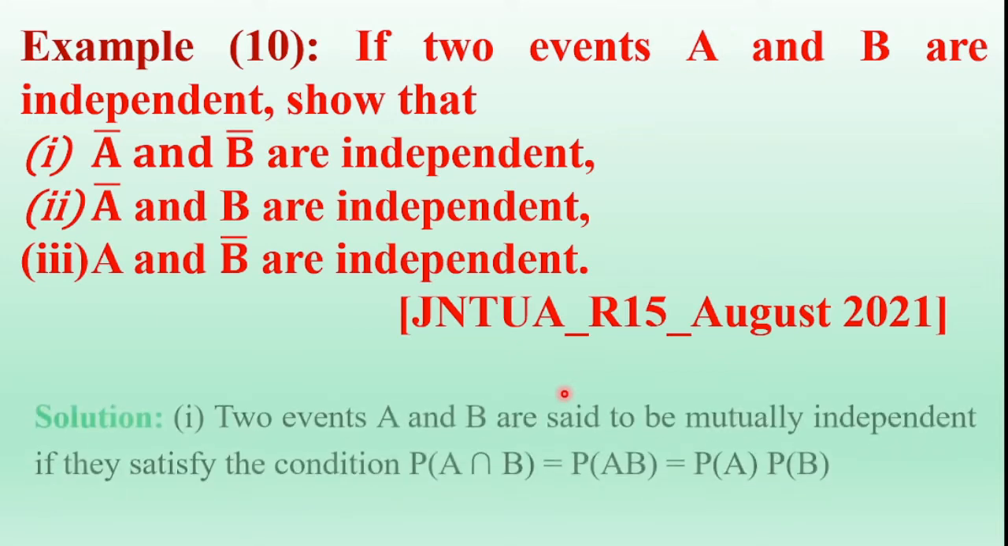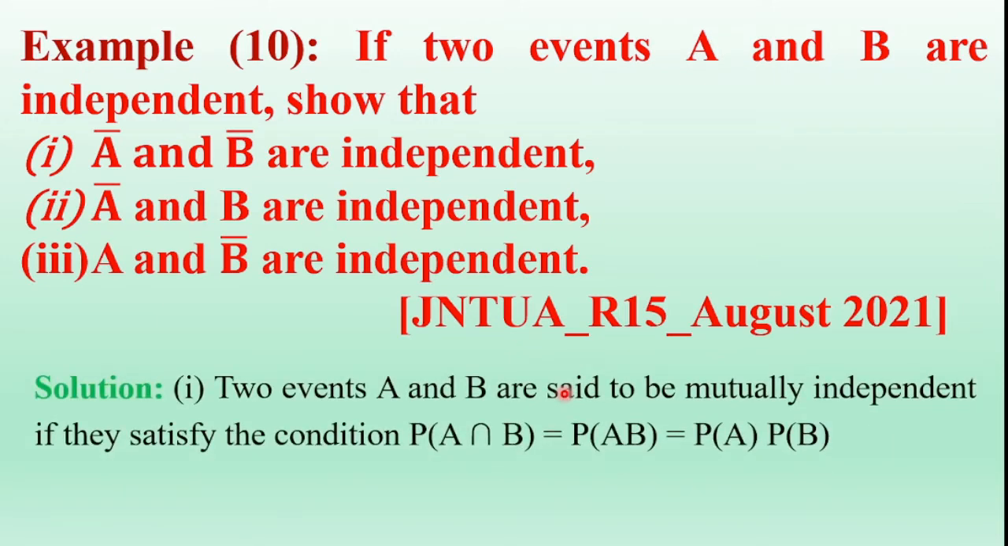Now coming to the solution, first bit. Two events A and B are said to be mutually independent events if they satisfy the condition: probability of A intersection B is equal to probability of A into probability of B. Two events are mutually independent, statistically independent, if the probability of A intersection B is equal to the product of their probabilities. So this is the standard condition.